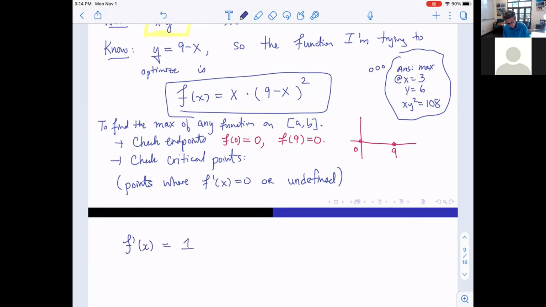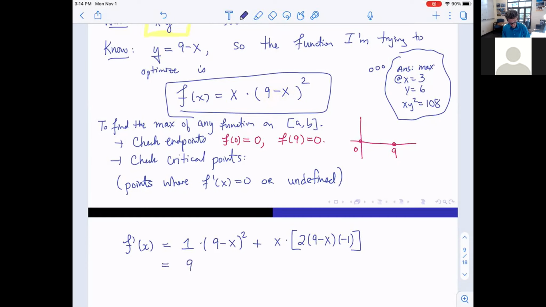The derivative is going to be 1 times 9 minus x squared plus x times the derivative of the second factor. And now, what am I going to get for my derivative? Well, I use the chain rule. So I'm going to get 2 times 9 minus x times -1. Remember, I have to multiply by the derivative of the inside. What's the derivative of 9 minus x? It's -1. So just double check that if you have any questions.